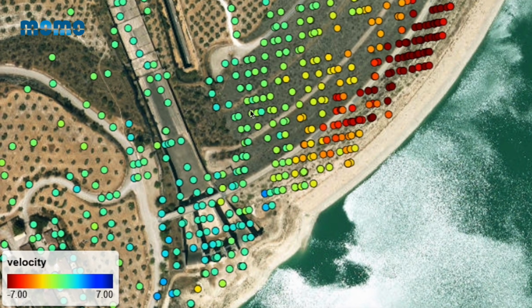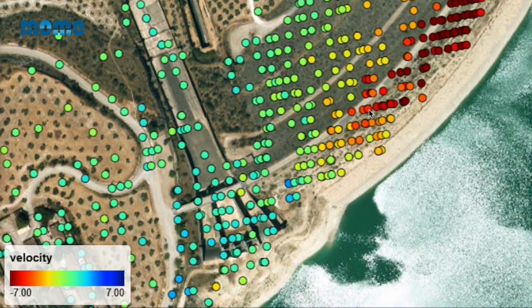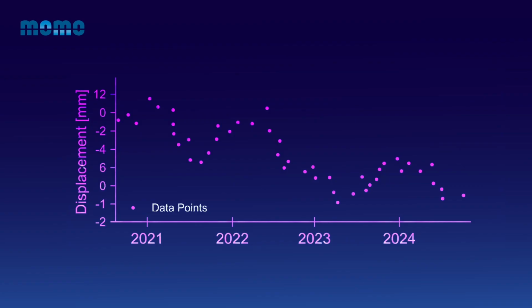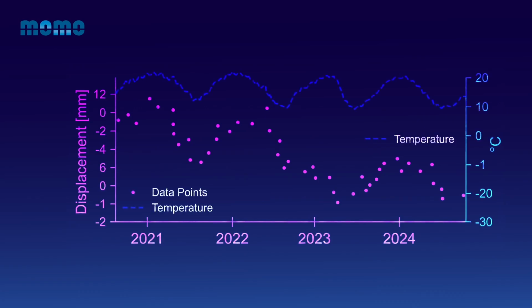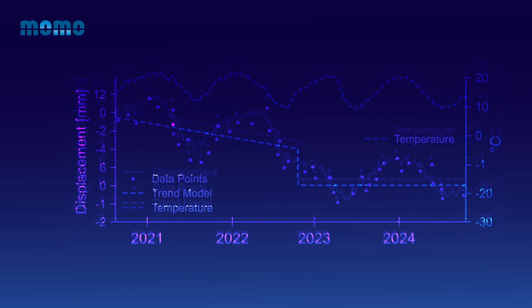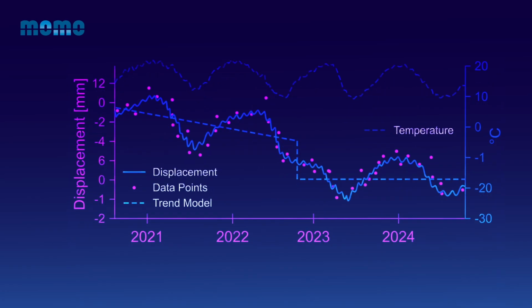However, InSAR data alone is only half the story. To truly safeguard infrastructure, we must move beyond description and into interpretation. By combining InSAR results with advanced time series modeling, we can isolate the influence of external variables such as hydraulic pressure, soil moisture, and thermal loads. This makes it possible to separate normal seasonal responses from unexpected structural anomalies. This is where MoMo, motion modeling, comes in.